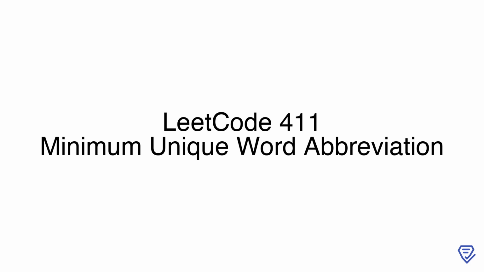Welcome! In this video, we'll tackle LeetCode problem number 411, minimum unique word abbreviation. This is a challenging yet fascinating problem that combines string manipulation and bit masking techniques to find the smallest unique abbreviation for a given target string. Let's dive into the problem and explore how we can solve it step by step.